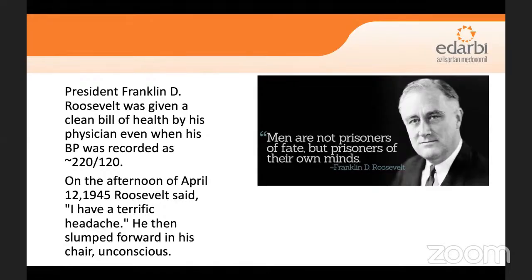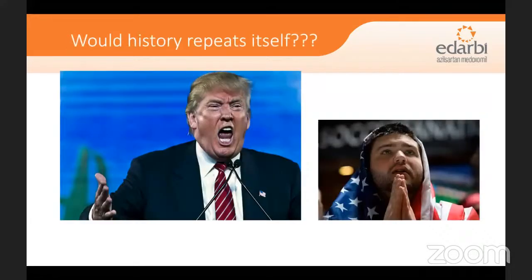FDR, the greatest leader of the United States during World War II, was given a clean bill of health by his physician with a blood pressure of 220 over 120. And this was thought to be okay up until the afternoon of April 12, 1945, when he slumped forward after saying that he had a terrific headache. The whole world was kind of hoping for a similar scenario last week, but for some people, this unfortunately didn't happen. And for some people, fortunately, it didn't happen.